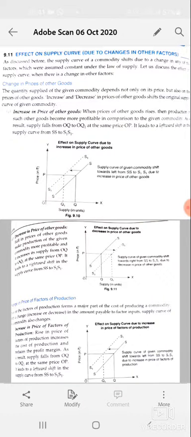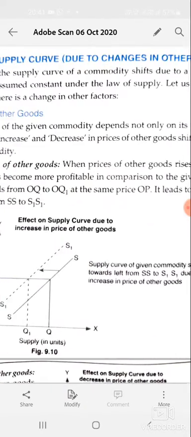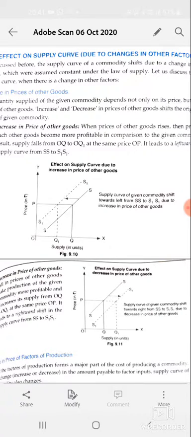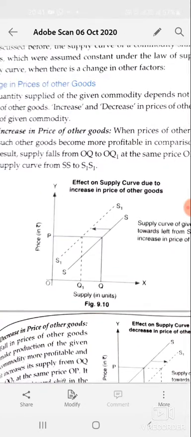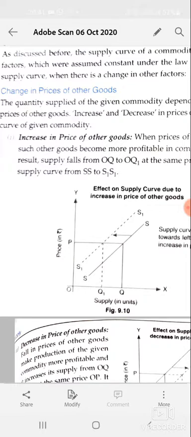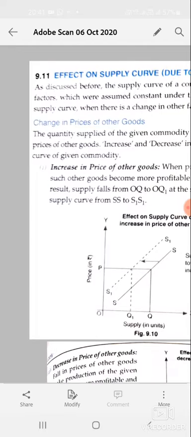Good morning, dear student. Yesterday we discussed the change in quantity supplied and the change in supply. In change in supply, we know that price remains constant, and due to a change in other factors, the supply of the commodity changes. Now, in this lesson, we are going to discuss these other factors in detail.